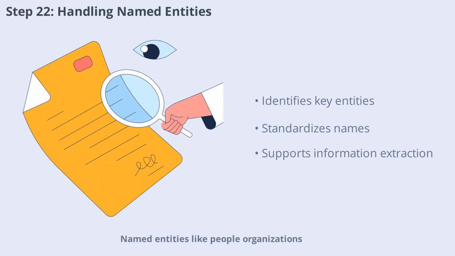Named entities like people, organizations, or locations can carry important information. Identifying and standardizing these entities helps ensure that our analysis captures key details and relationships within the text. This step is essential for tasks like information extraction or knowledge graph construction.